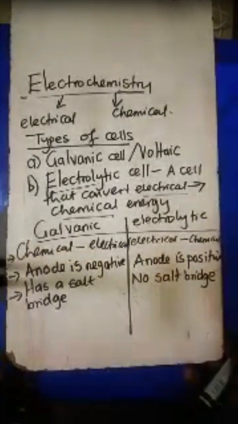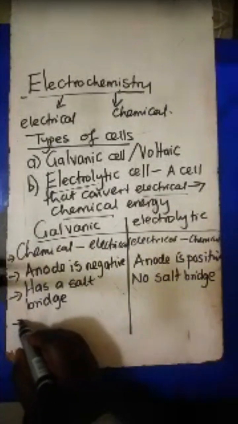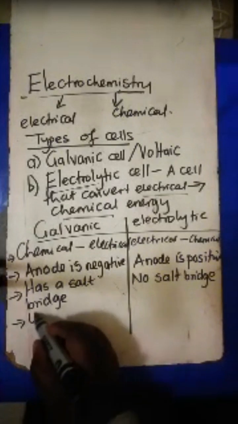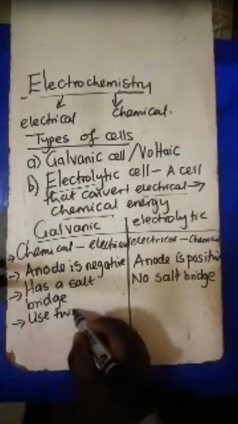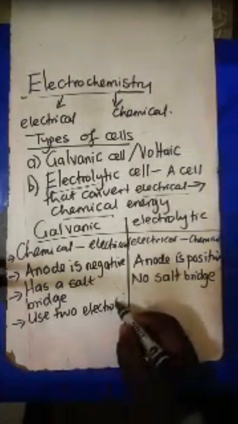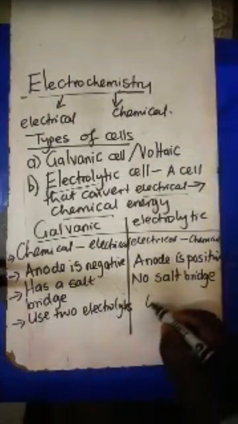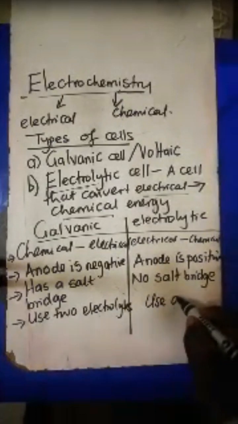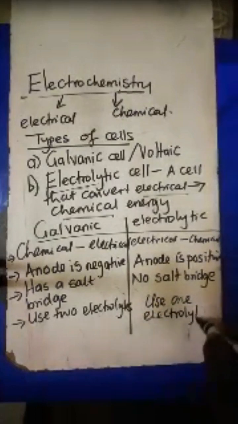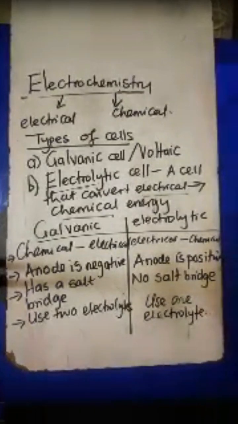Last but not least, remember at least 2 differences in the exam, please. Not more than 2. 2 is fine. This one, the galvanic, uses 2 electrolytes. This one, the electrolytic, uses 1 electrolyte. A galvanic uses 2 electrolytes. An electrolytic uses 1 electrolyte.